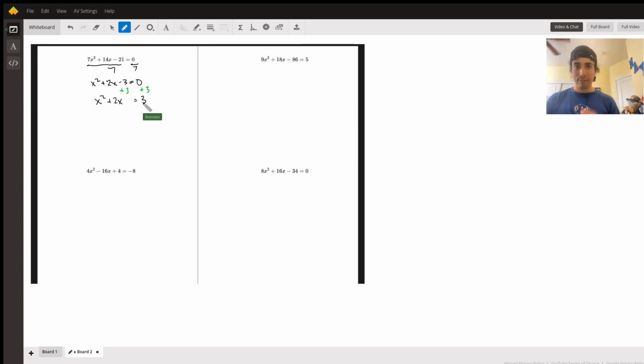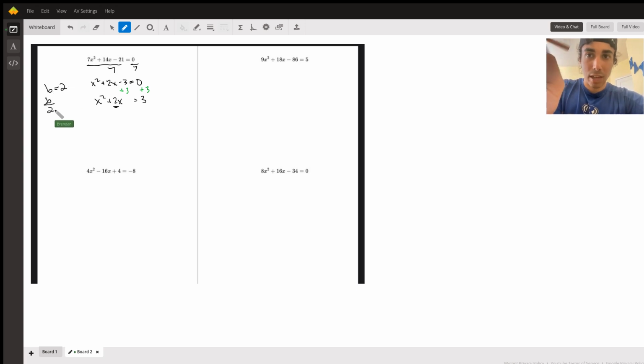And then we're going to go ahead and find b over 2, and b over 2 squared. All right, b is that number in front of x. That is 2. So b over 2 is half of that, which is 1. And then b over 2 squared is also 1, right? Because 1 times 1 is 1. Okay, and then we add b over 2 squared to both sides, same as we did on the last one. So we're going to add plus 1 on both sides.